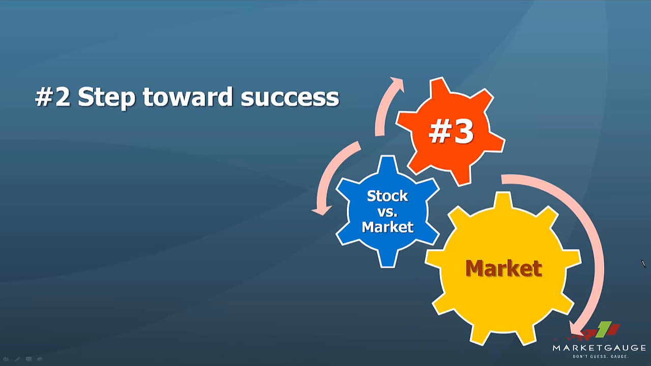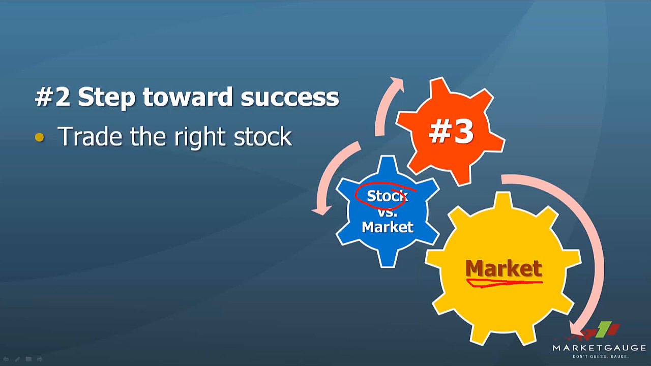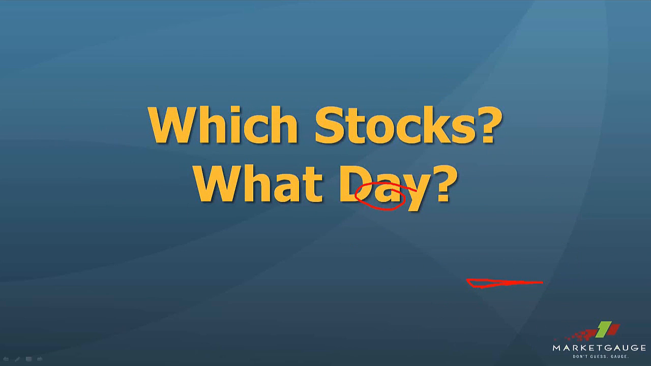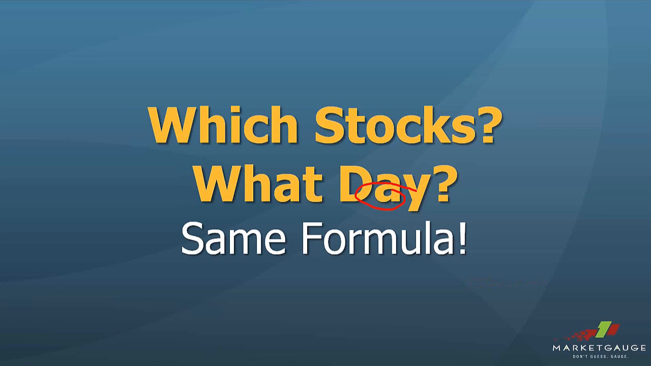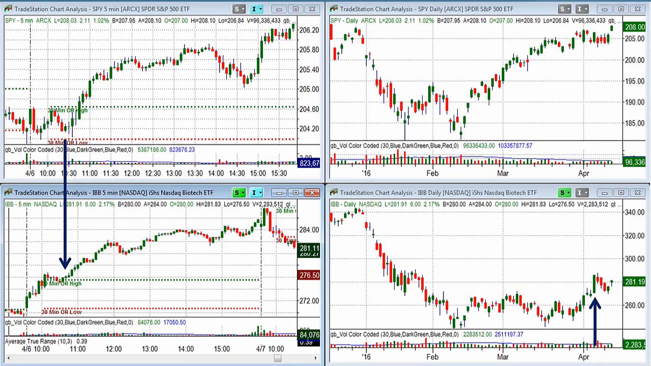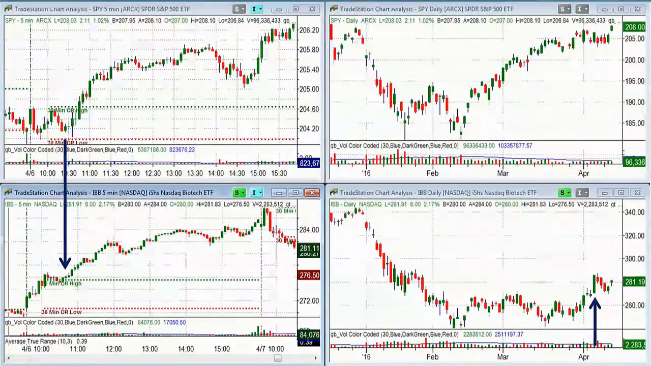So that takes us to step two. Now that we know how we're going to figure out which way the market's going, how do we know which stocks? In other words, which stocks, what day? Well, we're going to use the same basic formula. All right? So now, instead of looking at the market, and this is incredibly powerful.